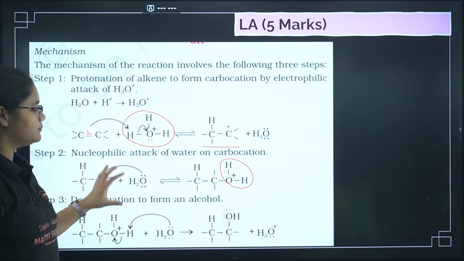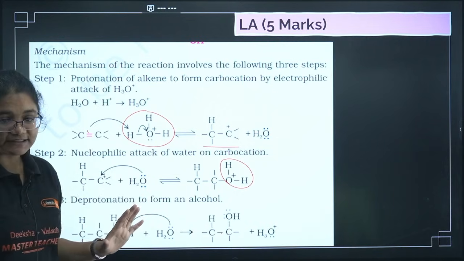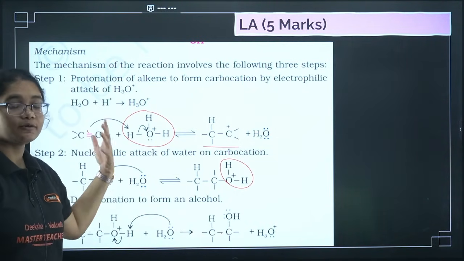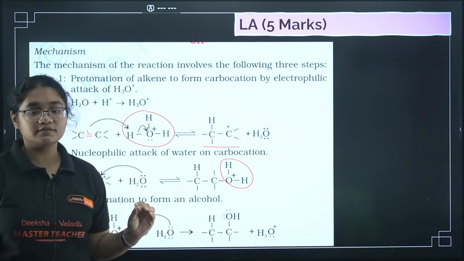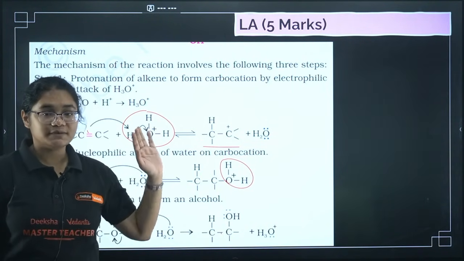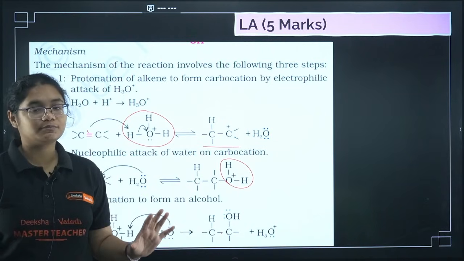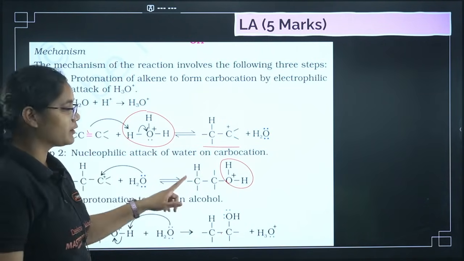So for this mechanism, please be very careful, do not interchange. This is from alkenes to alcohol and the first one was from alcohols to alkenes. Majority of the students make mistakes here, so please prepare these mechanisms properly and read the question properly when it is given in the exam.